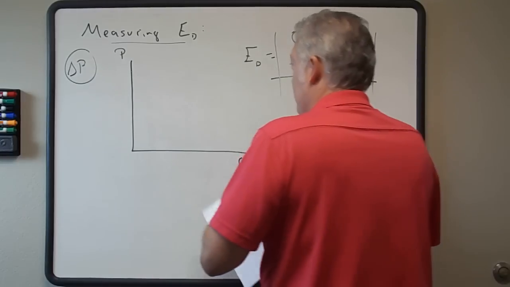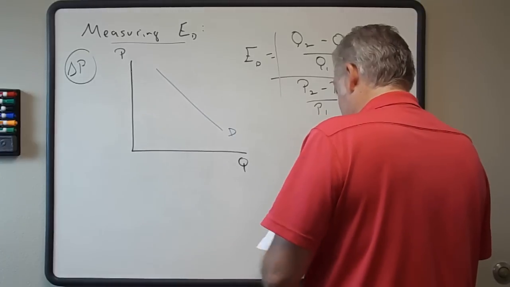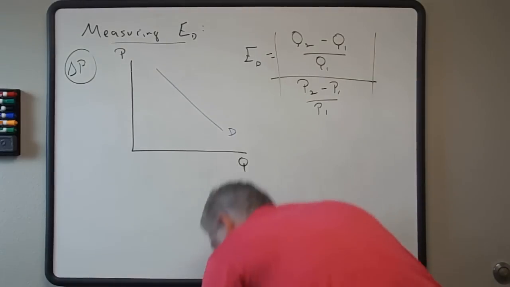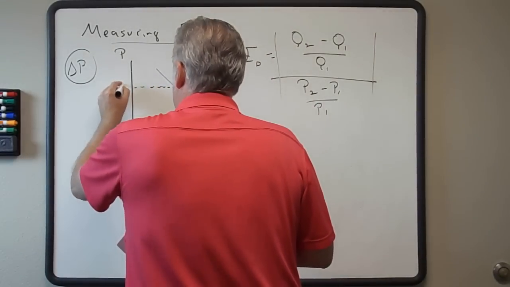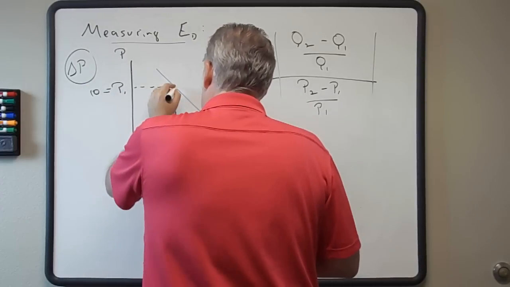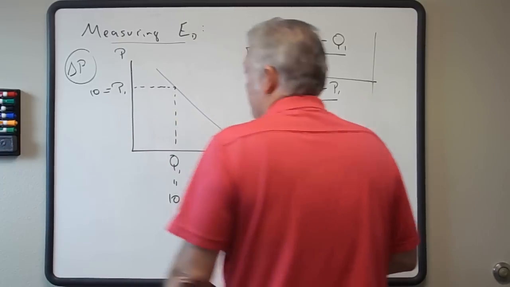Drawing a generic demand curve, now we'll start with opposite conditions, where the P1 we're starting out with is $10. So we're just starting from a different position. And the P1, Q1 combination is reflecting this point here. Q1 then is 10 units.